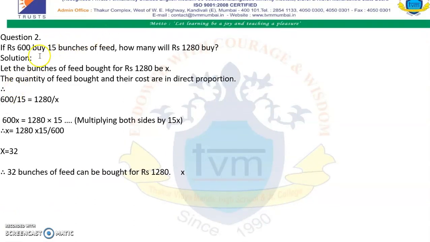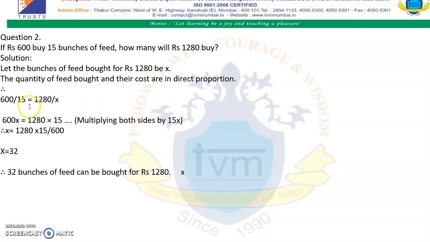Question second. If rupees 600 buy 15 bunches of feed, how many will rupees 1280 buy? Solution. Let the bunches of feed bought for rupees 1280 be X. Therefore, quantity of feed bought and their costs are in direct proportion. Feed means what? It is the food for the cow. Therefore, you can see that the more quantity we need, the more amount we have to pay. Therefore, it is a direct proportion.